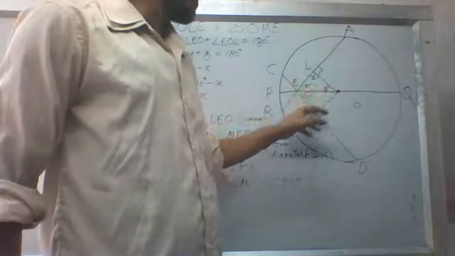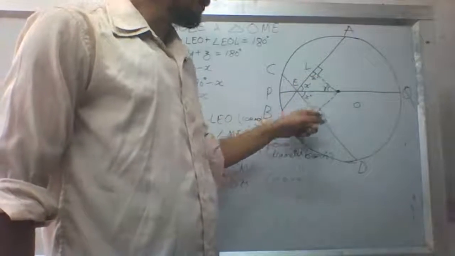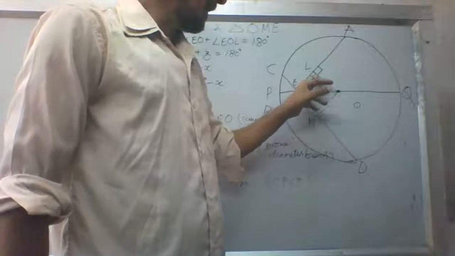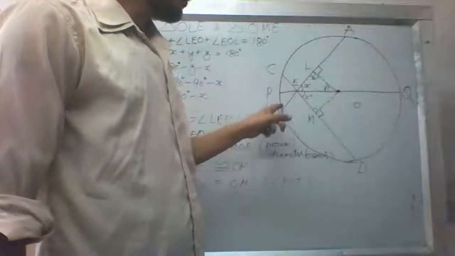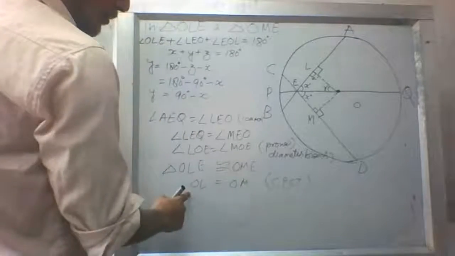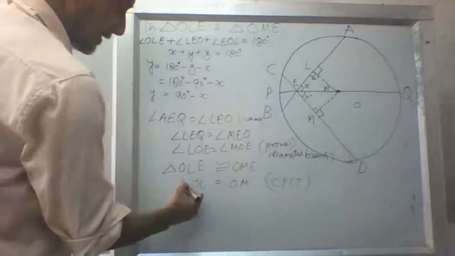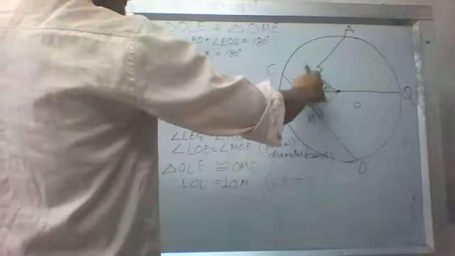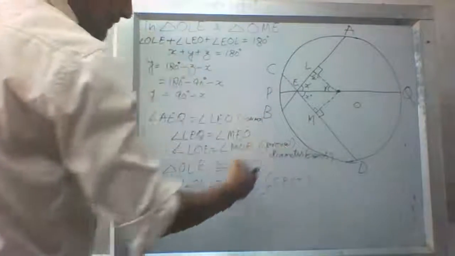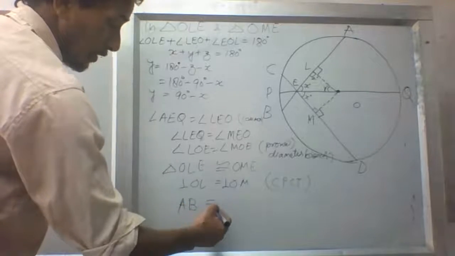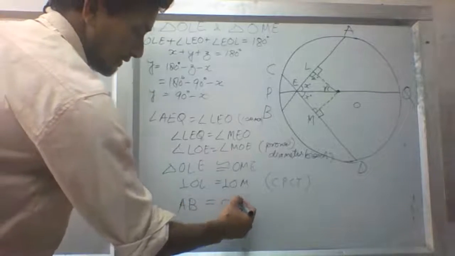The triangles are congruent. What is its congruent part? This is 90, this is 90. It means this is equal to this. If they both are same, it means this chord is equal to this chord. In the CPCT, OL is equal to OM, perpendicular OL is equal to perpendicular OM. It means when the perpendiculars are equal, the chords are equal. This is a theorem: chord AB is equal to chord CD.